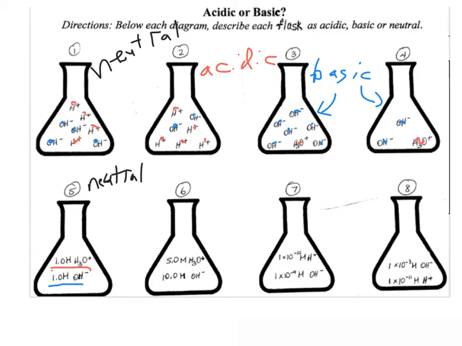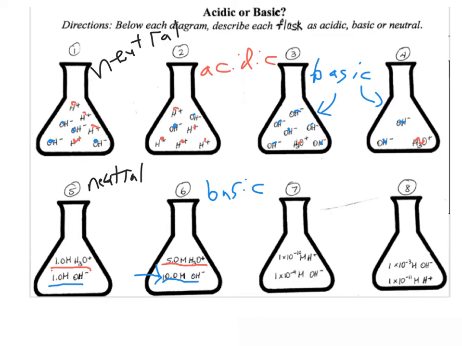Okay, moving on, number 6. I have 5.0 molar hydronium, and I have 10.0 molar hydroxide. My hydroxide ion concentration is much higher. It's double whatever my hydronium is. So this thing is basic.